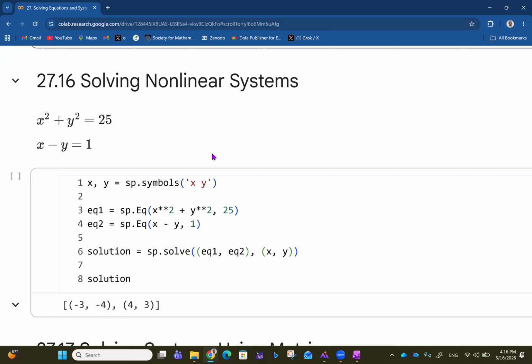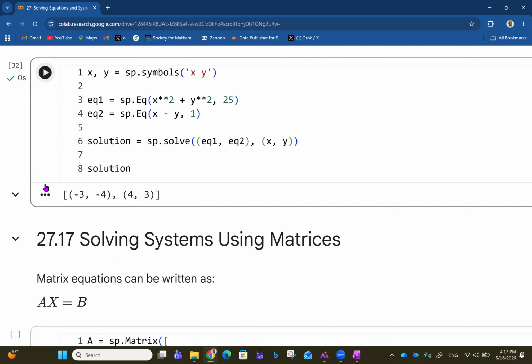But that's a lot compared to SymPy. So for SymPy, just set it up, define your symbols, then define equation 1, x squared plus y squared equals 25, equation 2, x minus y equals 1, then solution, equation 1, equation 2, solve for x and y, and then you get minus 3, minus 4 for x. So for the first one, when x is minus 3, y is minus 4, or when x is 4, y is 3. So those are the solutions you get in that situation, solving nonlinear systems.